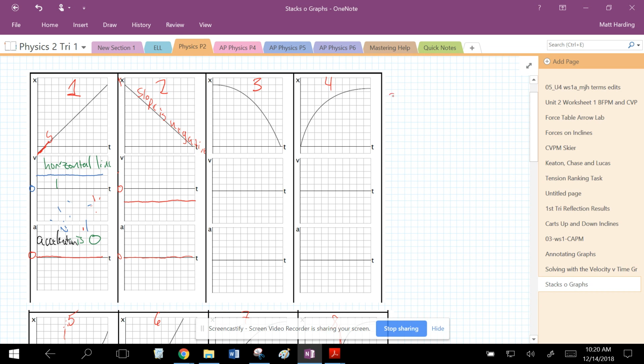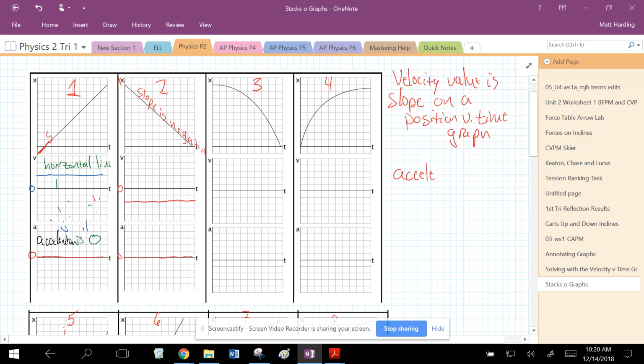But you're just using those two understandings. Velocity value is the slope on a position versus time graph. Acceleration value is the slope on a velocity versus time graph. And those are the two understandings that I'm leveraging here as I work through these. So I've done one and two.